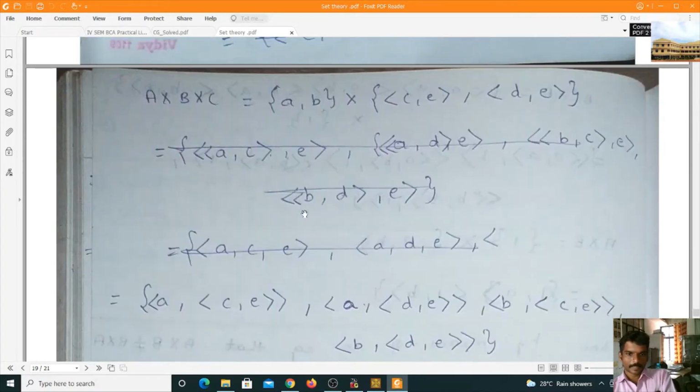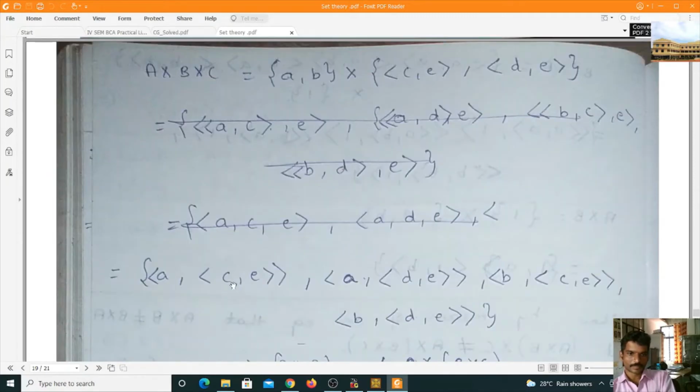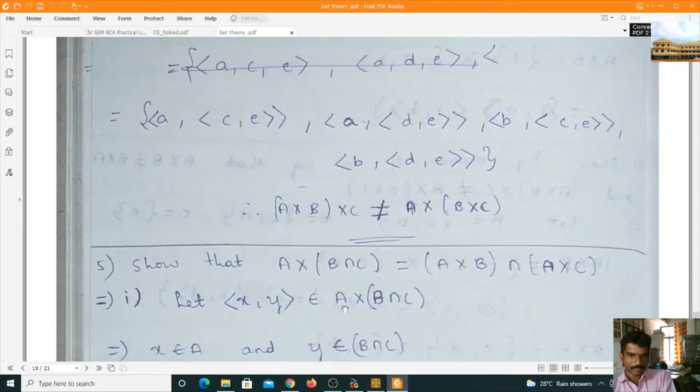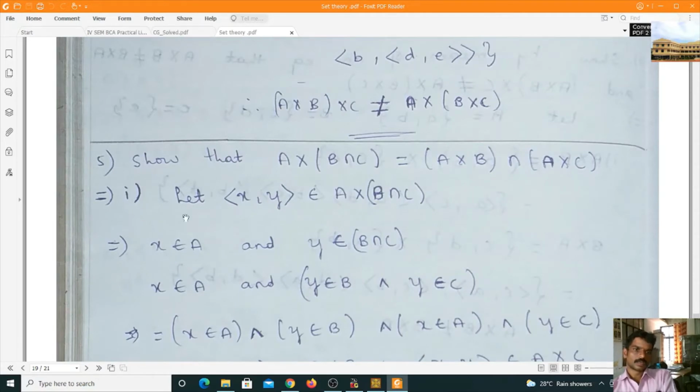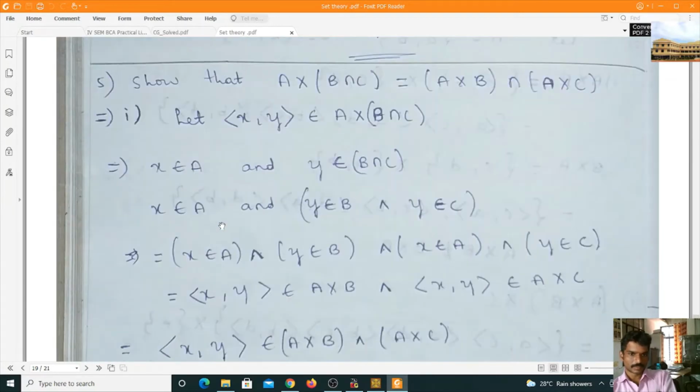Okay, now this is the value: a comma ce, a comma de, b comma ce and b comma de. So these are the Cartesian product. Okay, next problem: a cross b intersection c is equal to a cross b intersection a cross c. Here we can prove it in two ways. One is to take some variable that belongs to a and b.